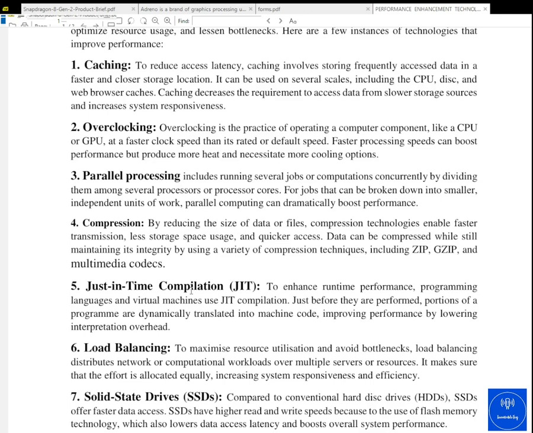Now, we also have what we call compression. So basically, compression is a technology that is used to reduce the size of a file. So compression technologies enable faster transmission.